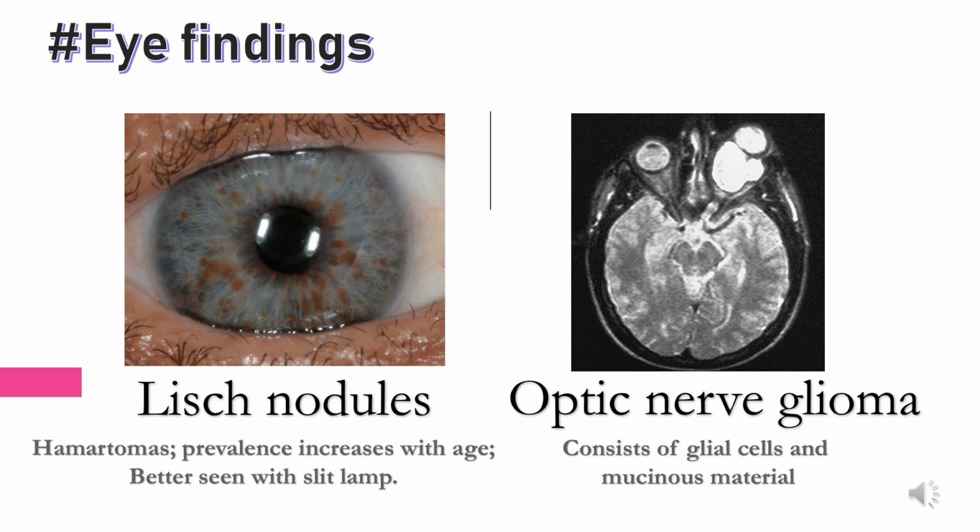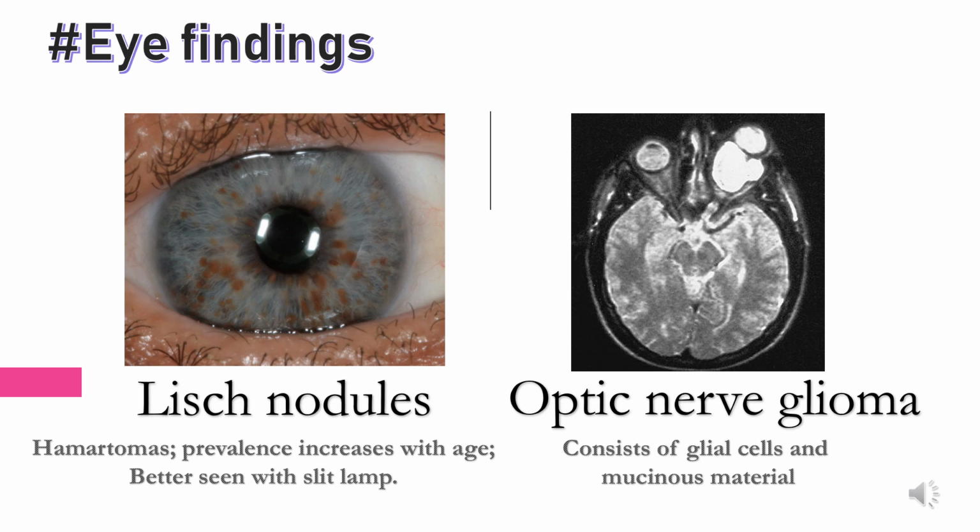The coffee went in his eyes, so you can see the eye findings. First is leash nodules. You can see the coffee brown spots in his eyes, and leash nodules are nothing but hamartomas. And hamartomas are what? They are basically lesions made up of the cells of the tissue because of abnormal growth in that periphery. The prevalence increases with age, and these are better seen with slit lamp examination.